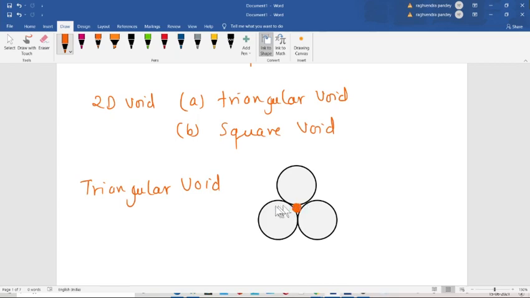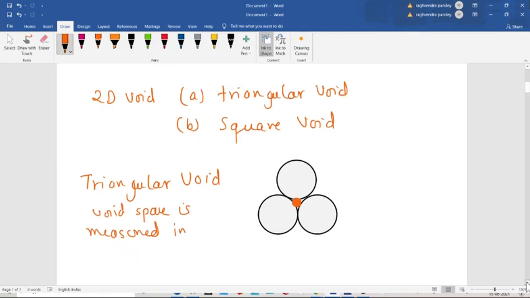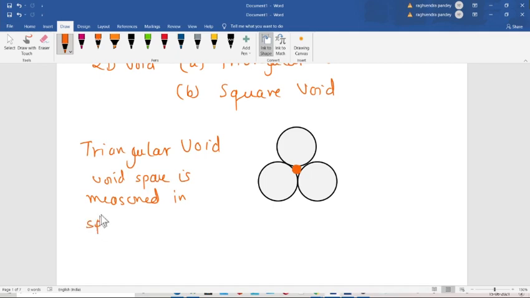So always remember, void space is measured in a spherical volume. Always remember that.